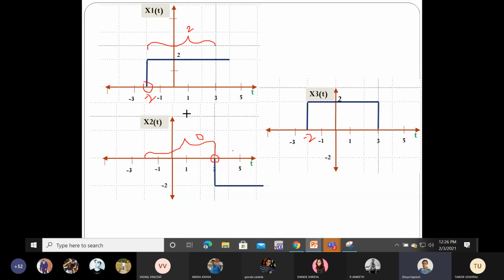Now what happens after this? After this the first signal extends till infinity. Here the amplitude will become 2 only, but here the amplitude has changed to minus 2. Okay, so after this 2 minus 2, it will be 0. So nothing exists after this. So for interval minus 2 to 3, the magnitude will be 2.